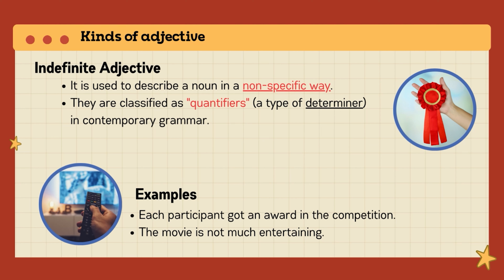So let us head to the example. Each participant got an award in the competition. So, the indefinite adjective here that describes the noun is each. It talks about the particular number of participants that received an award in the competition. Okay, let us head to the next one.